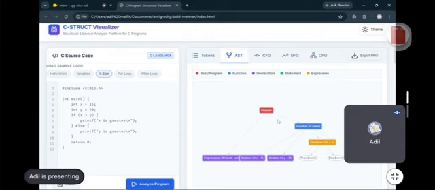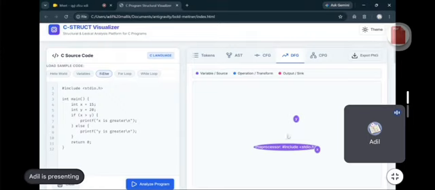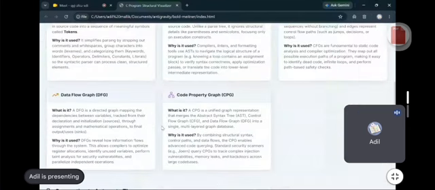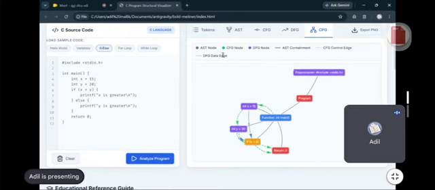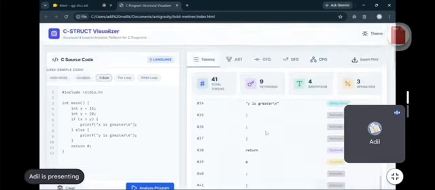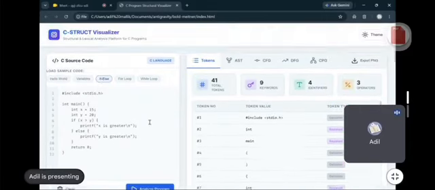This is the AST. We have got a complete diagram, and for the CFG we have got a step by step diagram. This is the DFG, and this is the complete diagram we have got. This is the CPG complete diagram. This is the complete code we have done, and by analyzing the program, we can get all the inputs and outputs through this.